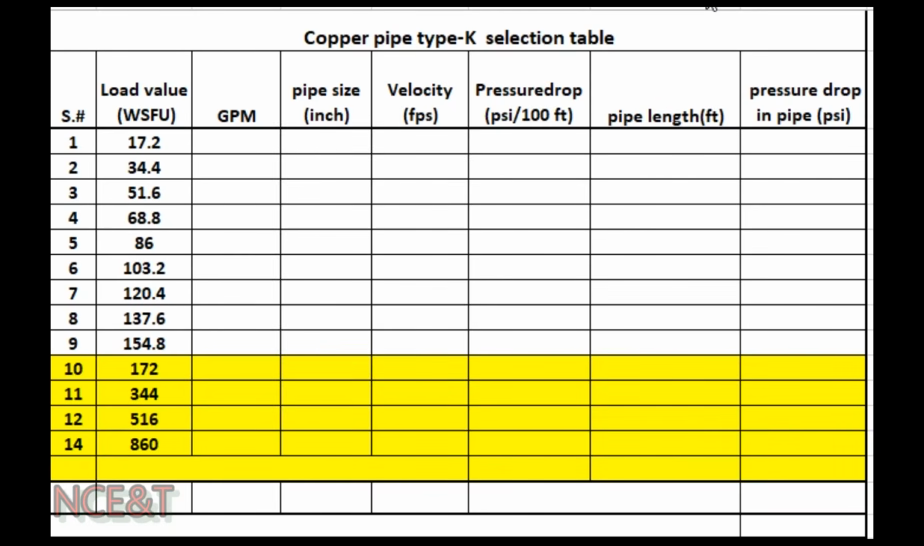Let us make a table in Excel for all the pipe segments. Then we will select the corresponding GPM for all water supply fixture units using Table 604.3 of the International Plumbing Code. Then we will select the corresponding pipe size, velocity and pressure drop per 100 feet from the hydraulic table using the ASPE handbook. Then we will calculate the total pipe friction loss in the critical path.